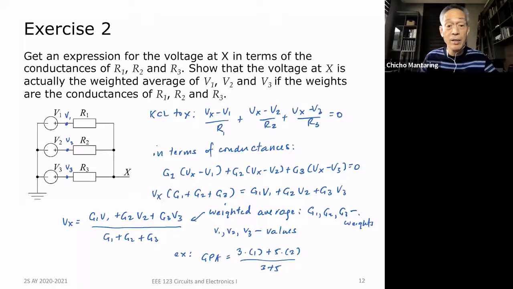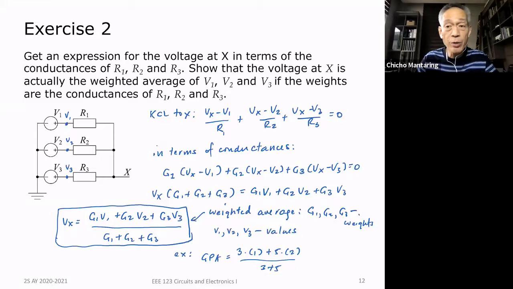So this is your weighted average expression. This gives you some form of hint that you can actually use electric circuits to perform calculation. In fact, the earliest computers were analog computers that were performed using electric circuits. Okay. Any question in this example? Naintindihan niyo yung concept?